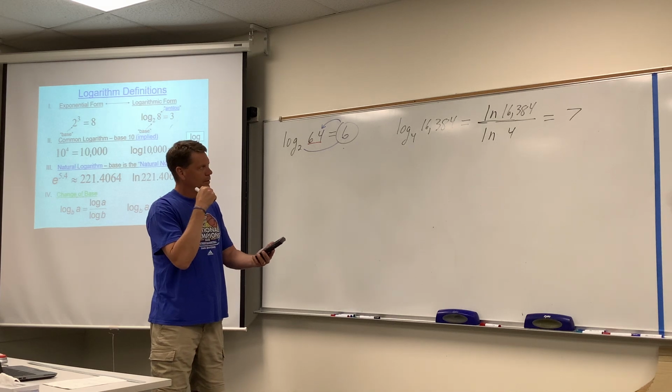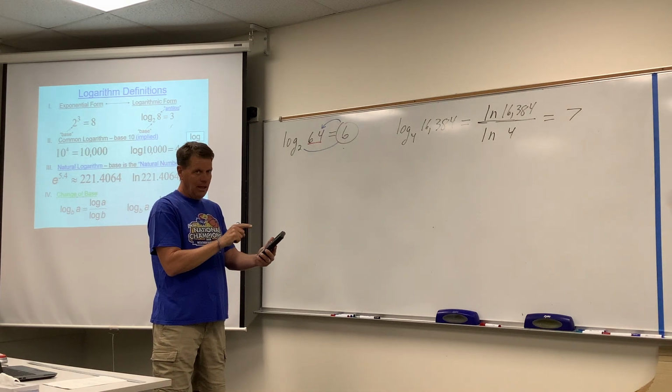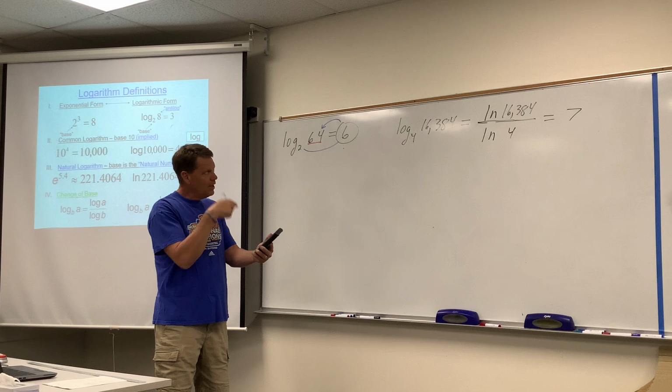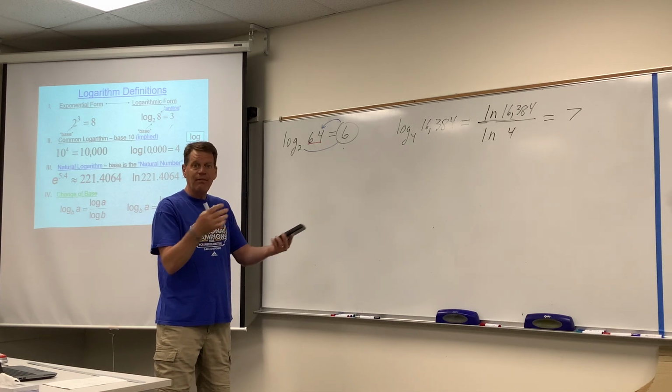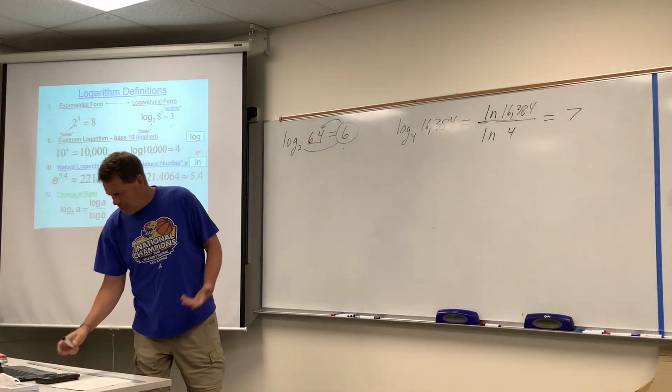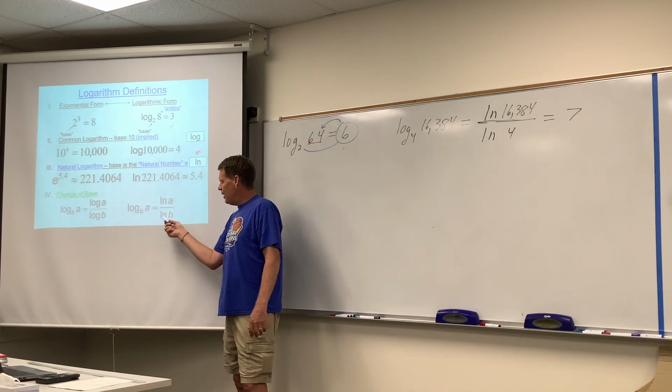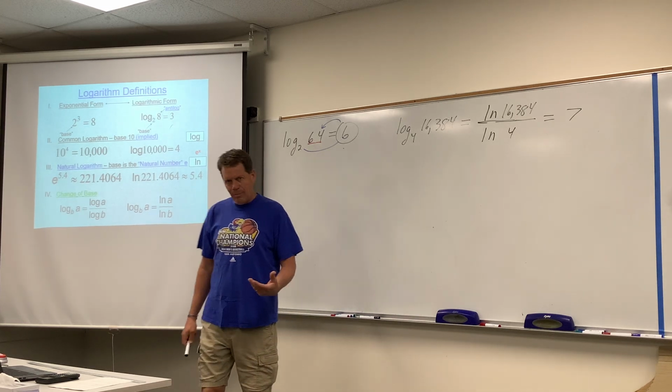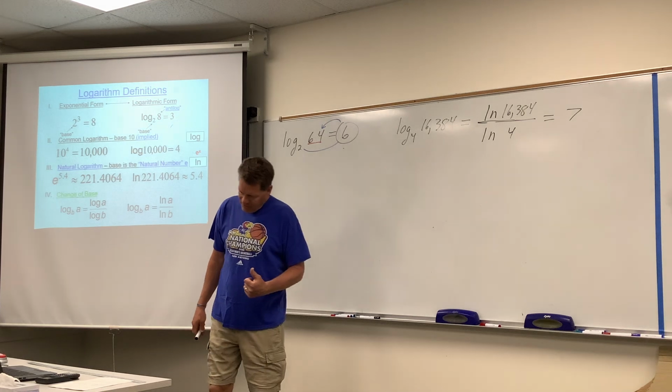Common log, pardon me, natural log, ln, 16,384 equals, divided by natural log 4 equals 7. Same thing. All right? So pick your favorite button. It doesn't matter. It's the same pattern either way. So that's an extremely powerful thing, that change of base.